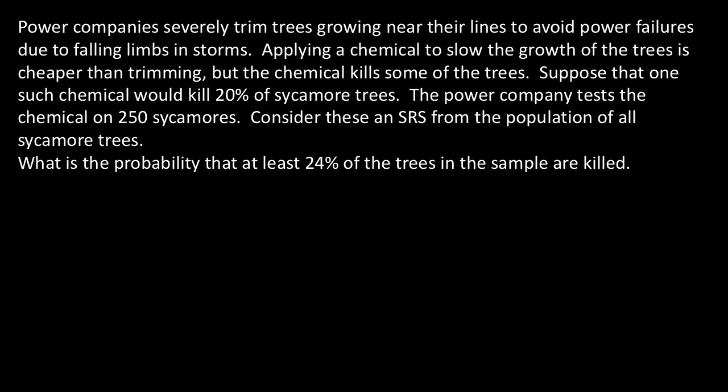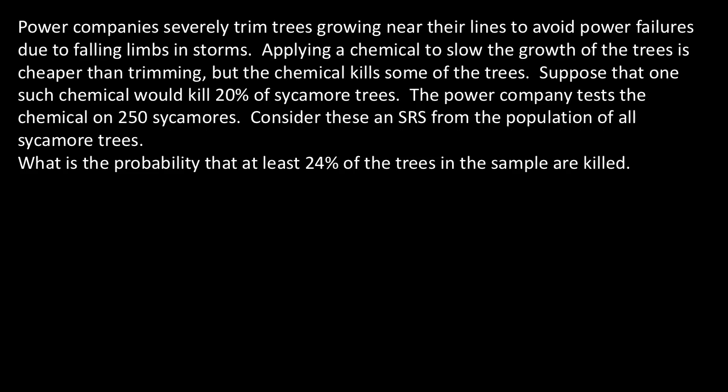Power companies severely trim trees growing near their lines to avoid power failures due to falling limbs in storms. Applying a chemical to slow the growth of the trees is cheaper than trimming, but the chemical kills some of the trees. Suppose that one such chemical would kill 20% of sycamore trees. The power company tests the chemical on 250 sycamores. Consider these an SRS from the population of all sycamore trees. What's the probability that at least 24% of the trees in the sample are killed?